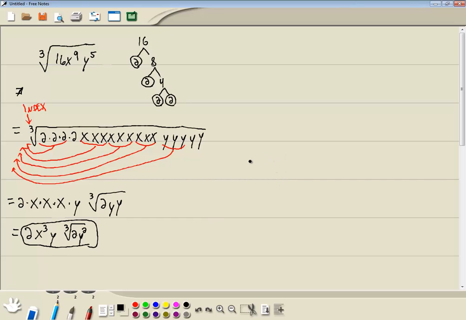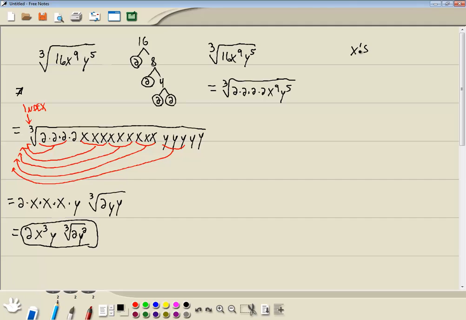Well, let's talk about the shortcut now. Got cube root of 16x to the ninth, y to the fifth, and I'll do the prime factorization. So I got 4 2's, and then x to the ninth, y to the fifth. Now I could get by with it here because I had x to the ninth. What if this was x to the 90th? I wouldn't want to write out 90 x's. That would take me forever. So there's a shortcut for it.